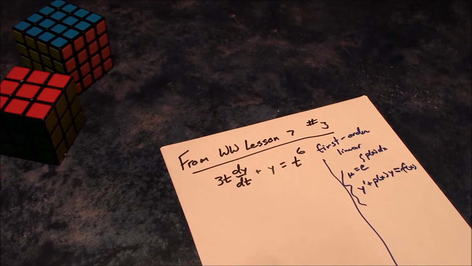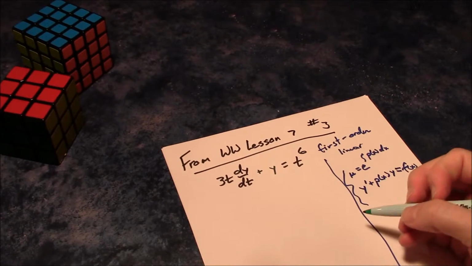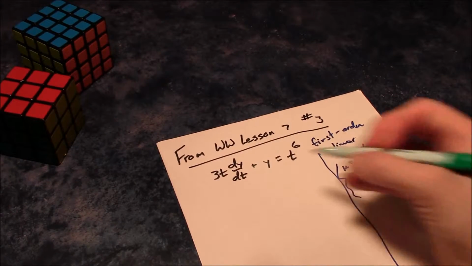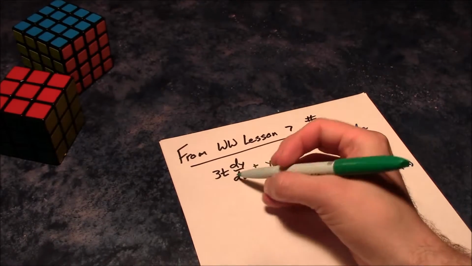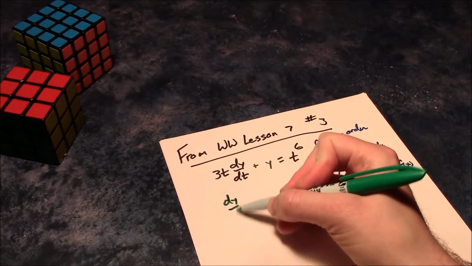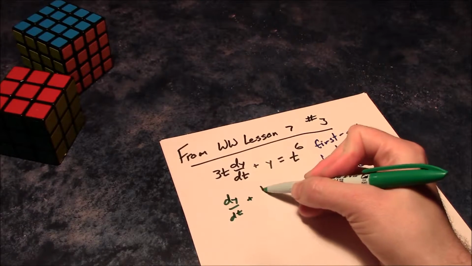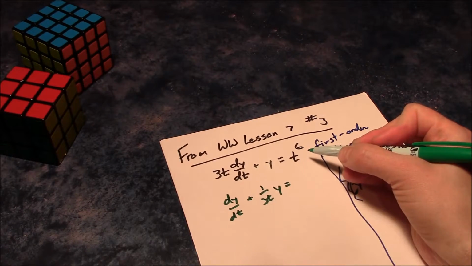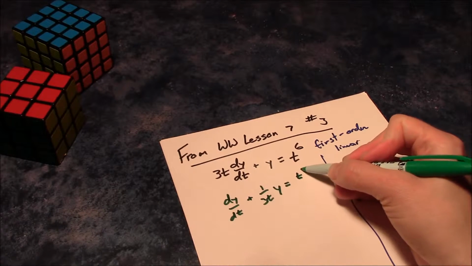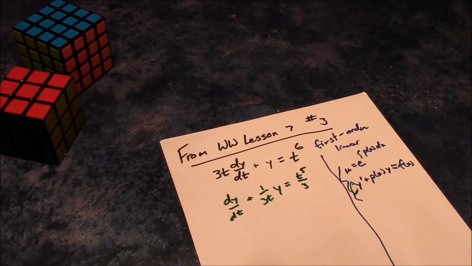So here what I'm going to do, I'll change colors. To get this coefficient of 1, I'm going to divide by the 3t. And I get 1 over 3t y equals t to the 6th divided by 3t, that's t to the 5th over 3, right? Good, yeah, good. I can do algebra.